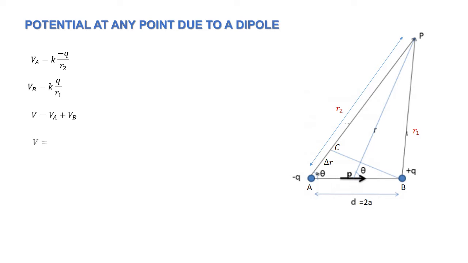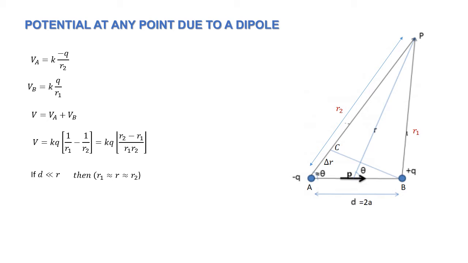So KQ can be taken as common from both the expressions, within the bracket 1 upon r1 minus 1 by r2. On simplification we get KQ (r2 minus r1) upon r1 into r2. Now we apply an approximation here. We know the length of the dipole is very small, so d is taken as negligible in comparison to r. It is very small in comparison to r.